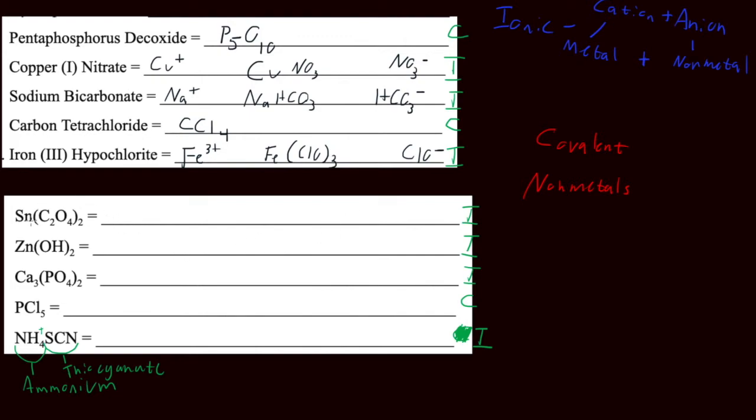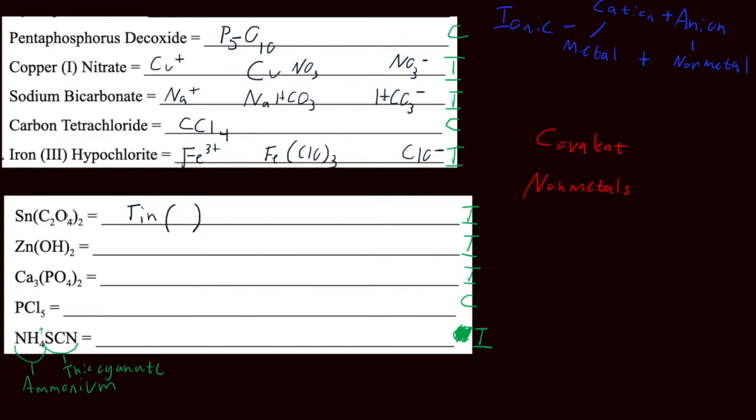So now let's go from a formula to a name. This is Sn, so this is going to be tin. And when I look on my ionic periodic table, I can see that tin could be a charge of +2 or a charge of +4. So that means I'm going to need some Roman numerals here. How do we figure out the Roman numerals?